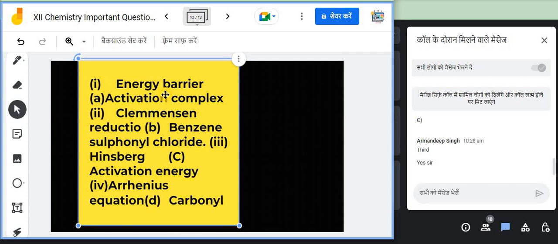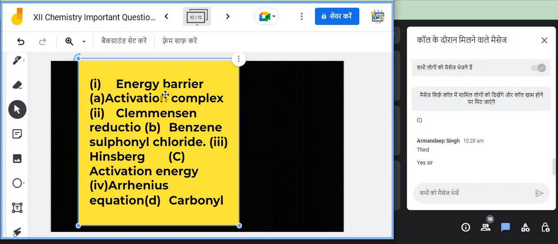And the Arrhenius equation, which is K is equal to A e raised to minus EA by RT, or log of K2 by K1 is equal to EA by 2.303 R bracket 1 by T1 minus 1 by T2, that is activation energy, which is related with the Arrhenius equation. So EA, activation energy, is related to the Arrhenius equation; energy barrier is related with activated complex. This was the error which we found.